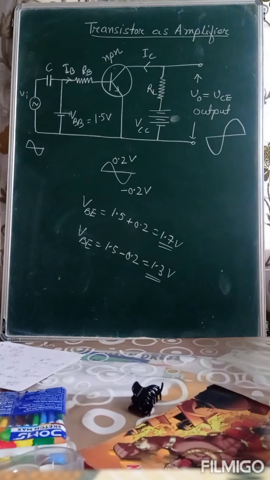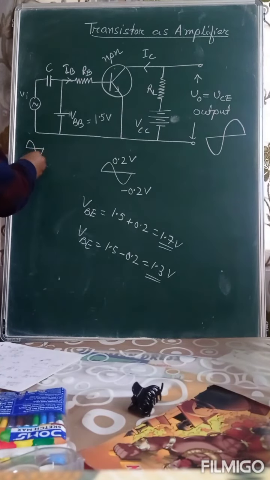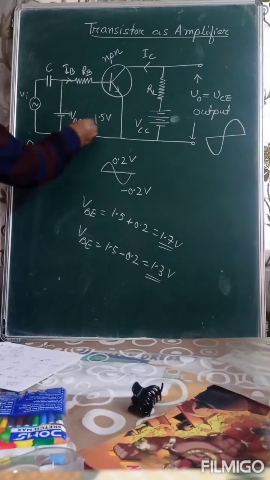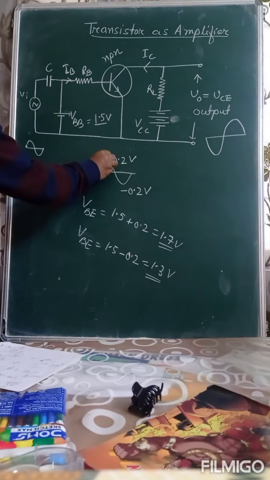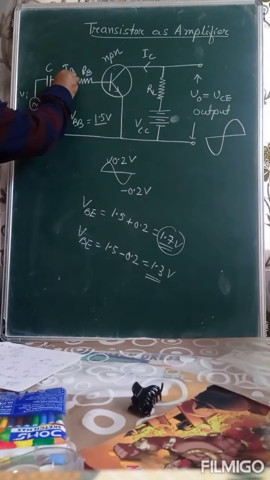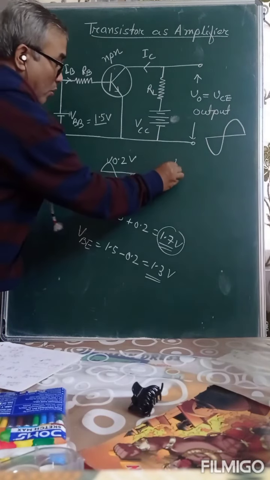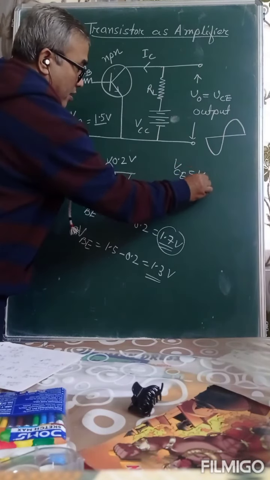Since collector is at reverse bias, output resistance is high and hence an amplified output voltage is obtained across the load resistance RL. Let me explain once again. Here, look, earlier my biasing voltage was 1.5 volt, and here it becomes 1.7 volt. So base current will increase. When base current increases, what will happen? Collector current will increase. Do you remember getting such an equation?